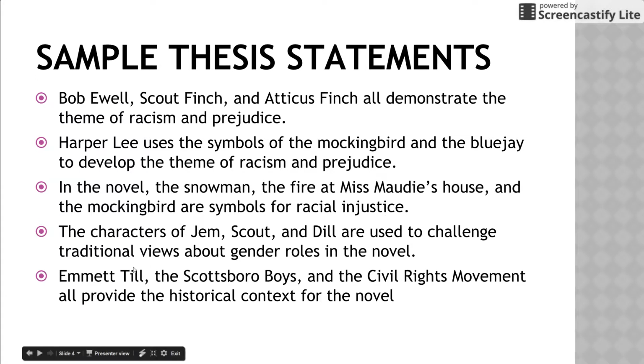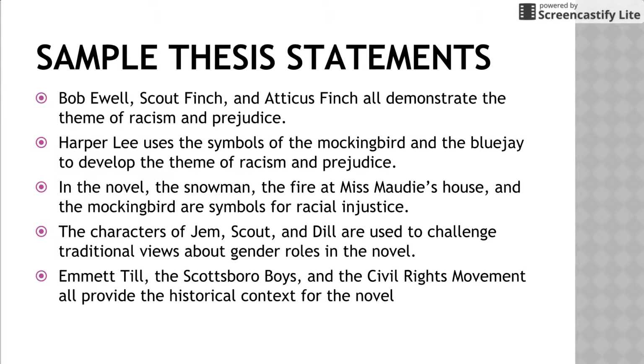So this one says Emmett Till, the Scottsboro Boys, and the Civil Rights Movement all provide the historical context for the novel. So again, I know you're writing about historical context, and each of these three different movements in history are going to provide a different body paragraph. So again, try and model your thesis statement after this. Have a clear concept like theme, symbolism, historical context, and then have it abide by the rule of three. Have three different examples that will then become a body paragraph. From here, it makes writing your topic sentences quite easy.